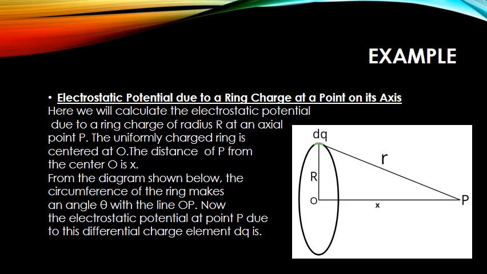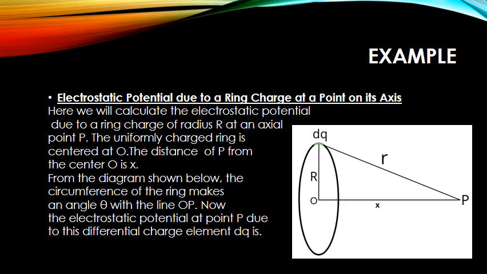Our next discussion will be on finding out electric potential due to a uniformly charged ring at a point on its axis. Here we will calculate the electrostatic potential due to a ring charge of radius r at an axial point P. We are assuming that the ring is uniformly charged, although you will see that you will get the same result even if the ring is non-uniformly charged. For finding out electrostatic potential at point P, we will use superposition principle. That means we will add up electric potential at point P due to all the small elements of the ring.